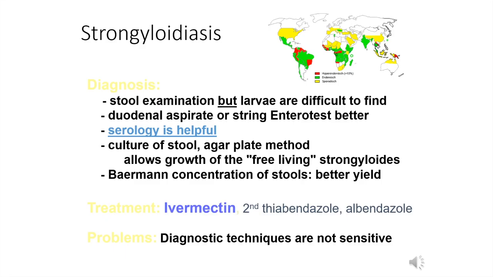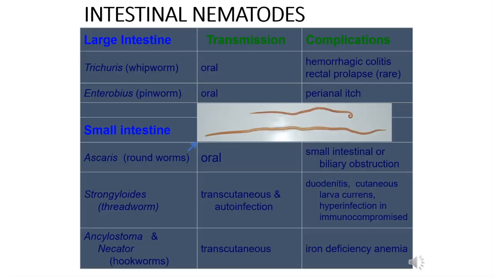Here we don't have ivermectin in Beirut, so we usually use albendazole because thiabendazole is not readily available as well. Problems: diagnostic techniques are not very sensitive, and serology, I would say again, is usually the most helpful. Okay, so we have studied those intestinal nematodes.